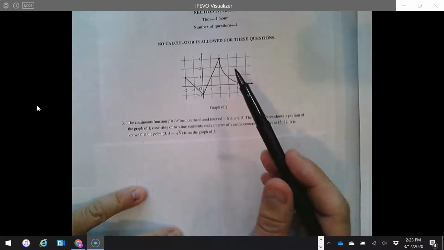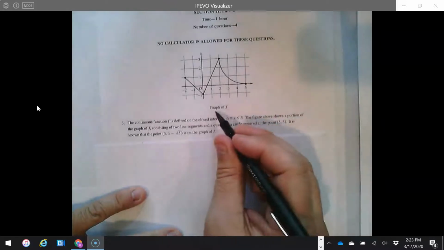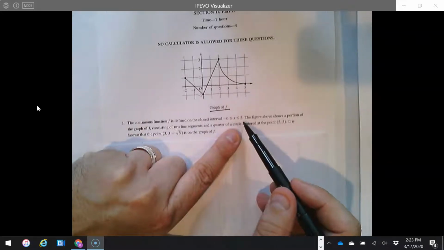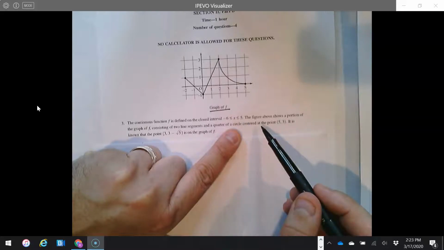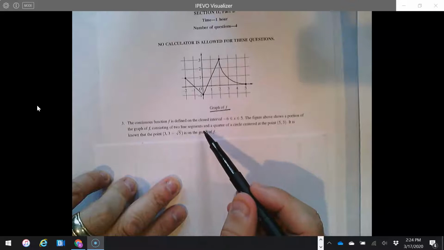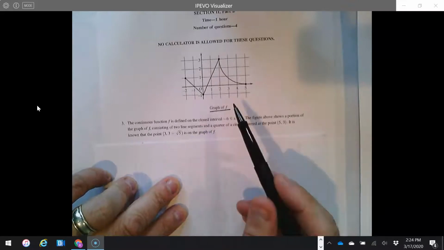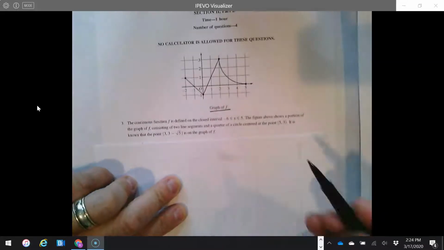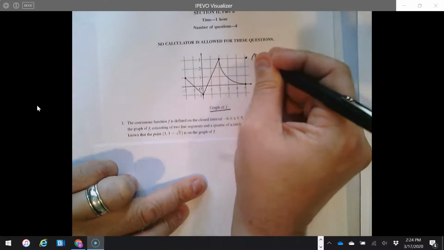Okay, so we've got a graph. This is the graph of f, okay? The continuous function f is defined on the closed interval -6 less than or equal to x less than or equal to 5. The figure above shows a portion of the graph of f consisting of 2 line segments and a quarter circle. Okay? Line segment, quarter circle. Got that. The quarter circle is centered at the point 5, 3.